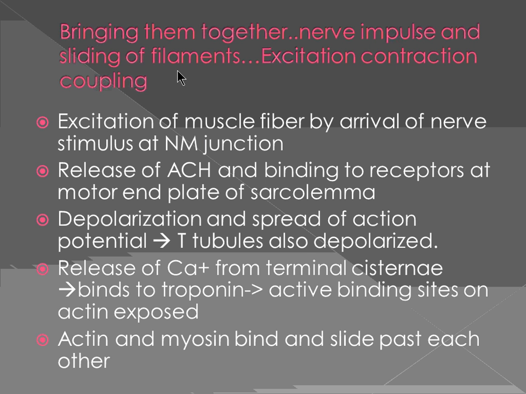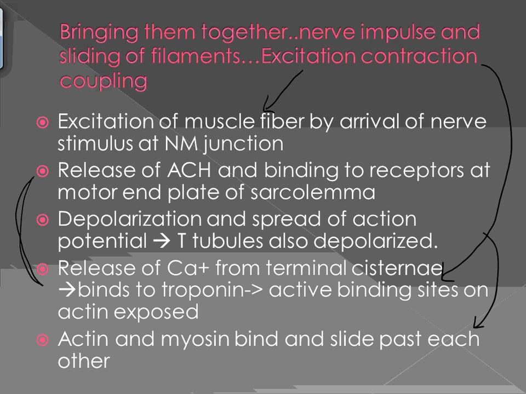So let's see how exactly the nerve impulse comes, how exactly it triggers the sliding to occur. So when we put the two things together, we call it excitation-contraction coupling. And as the name suggests, excitation is excitation of the muscle fiber by arrival of the nerve stimulus at the neuromuscular junction. The contraction is this part, where actin and myosin bind to each other and they slide past each other. And here we are going to see how we relate these two together.